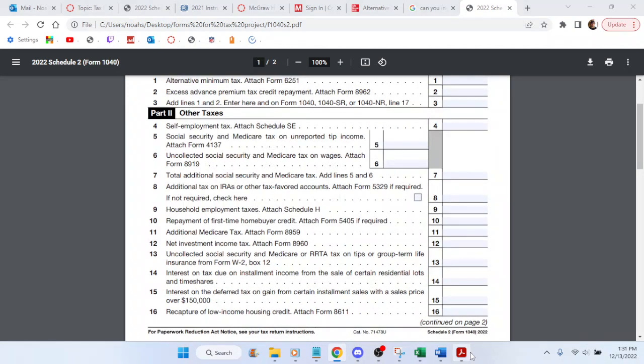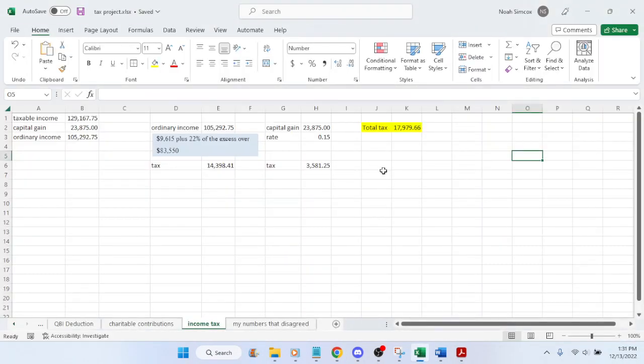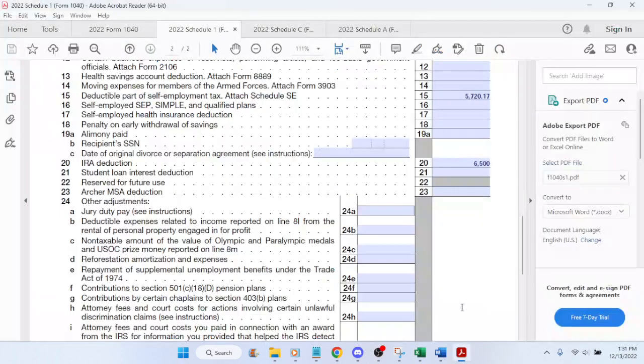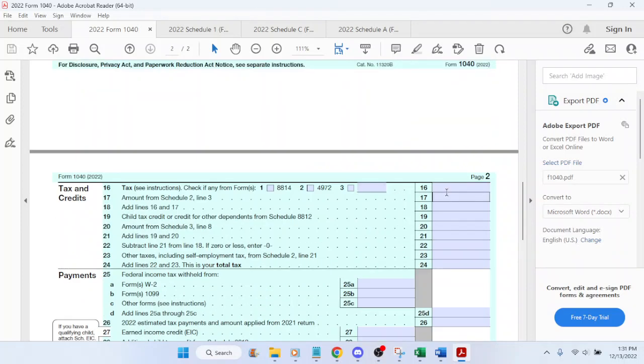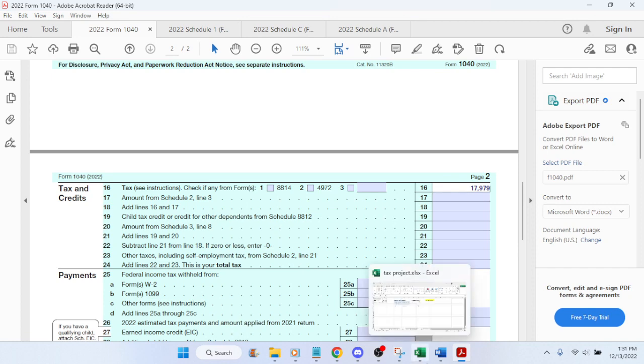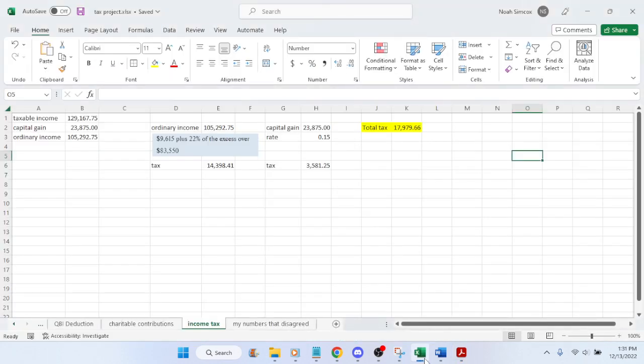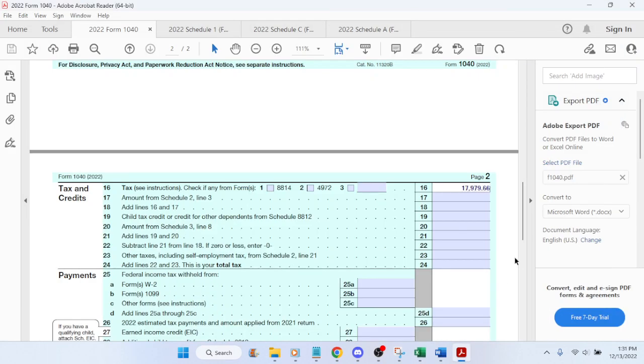So anyways, the tax I calculated in Excel is going to be the one that I put in. So 17,979.66.